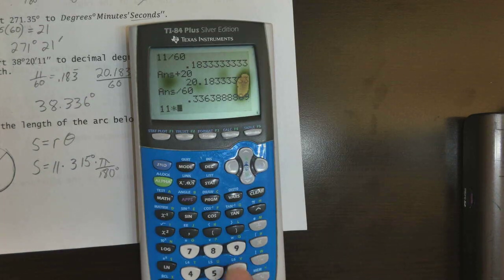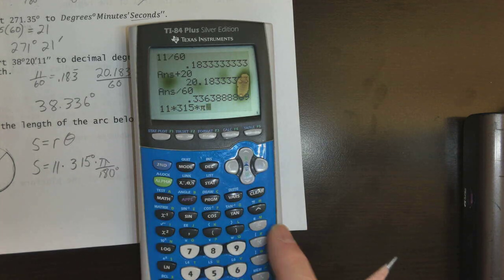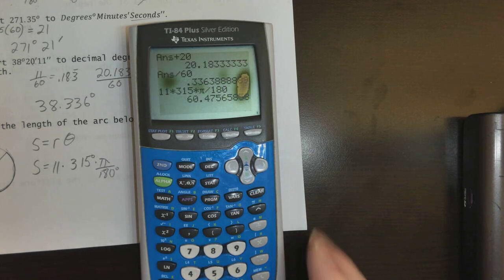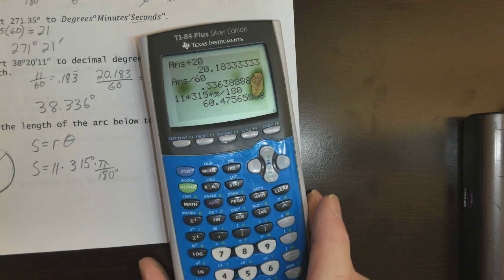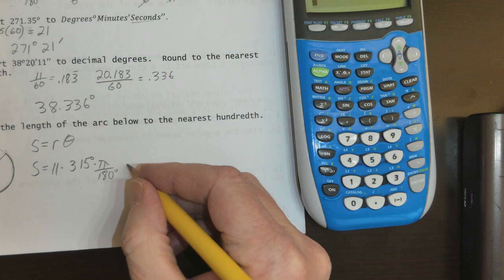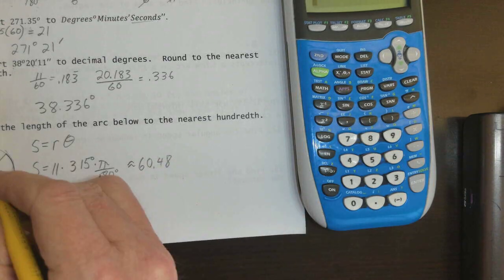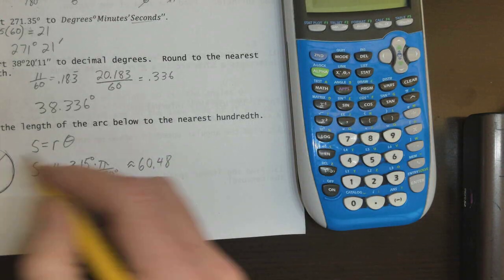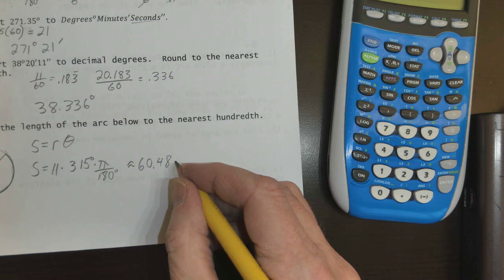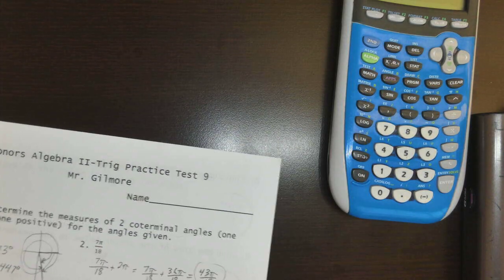11 times 315 times pi divided by 180 gives me, to the nearest hundredth, 60.48. And do get your units, it's arc length, that's just a linear measurement, that's feet, 60.48 feet.